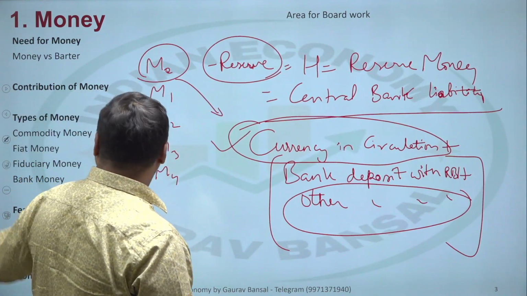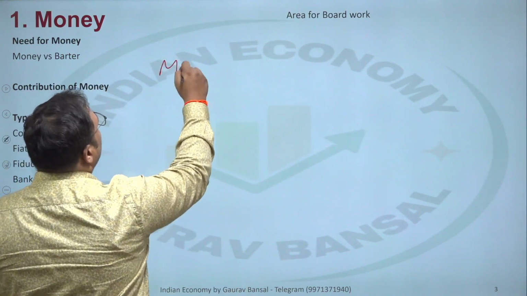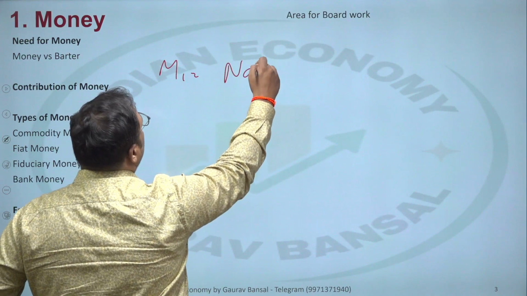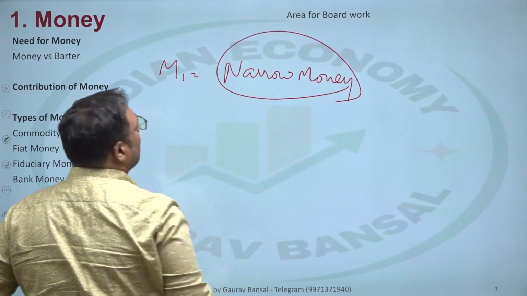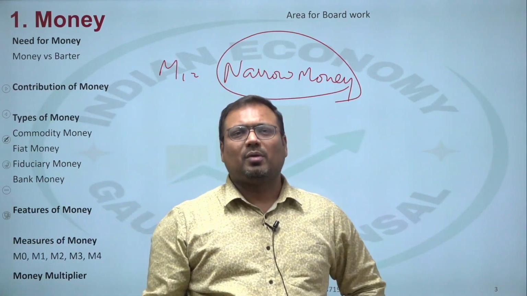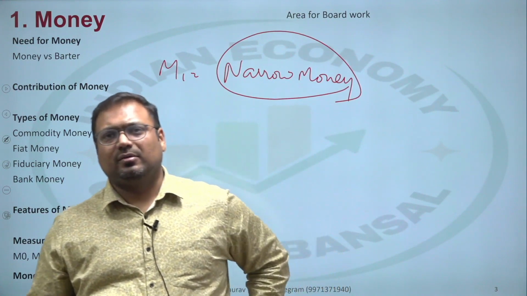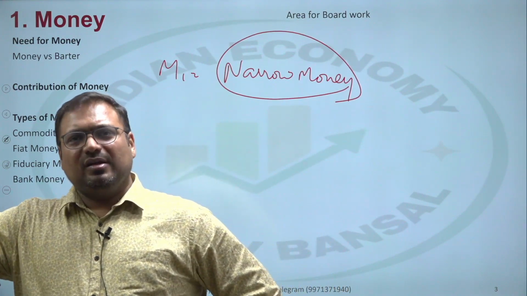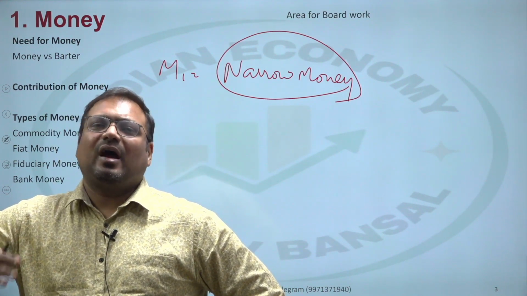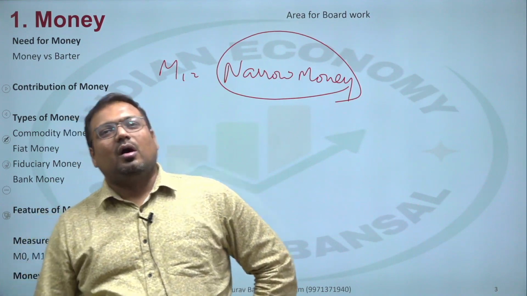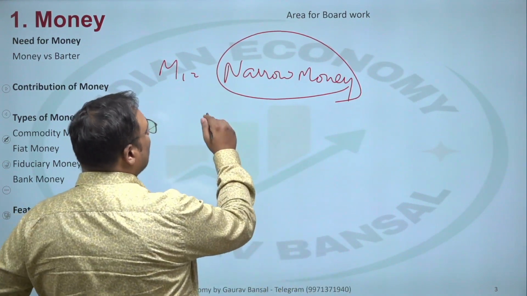Now, M1 is called narrow money, because here we look at the narrow approach to money: money which can be used at any given point of time for purchase. So basically, whatever is available with you to purchase immediately. I go to the market, for example, right now. With how much money can I purchase? Whatever I have in my pocket, whatever I'm carrying in my wallet.